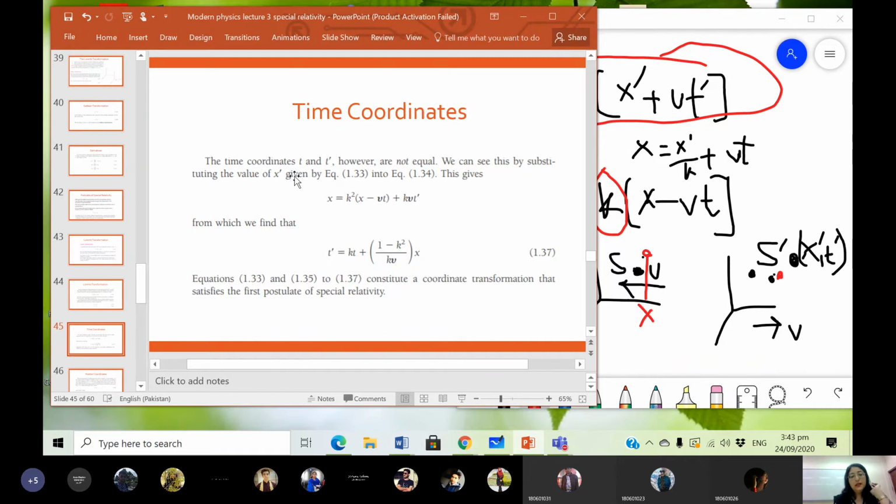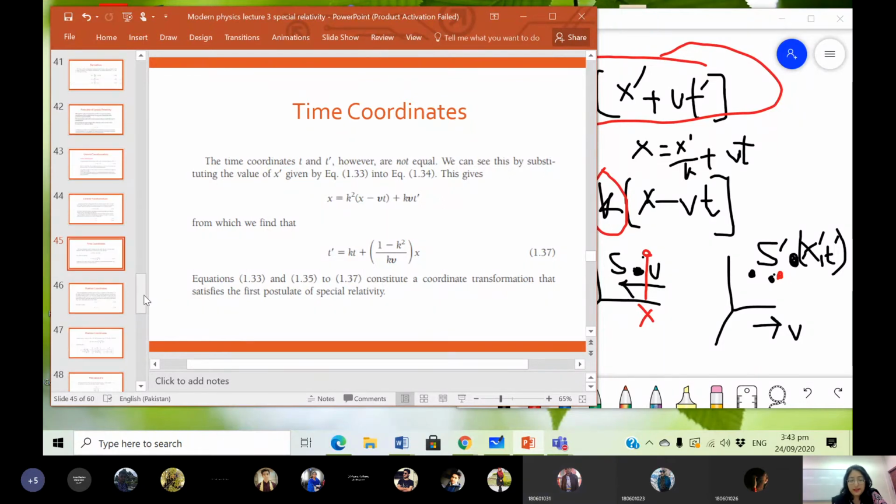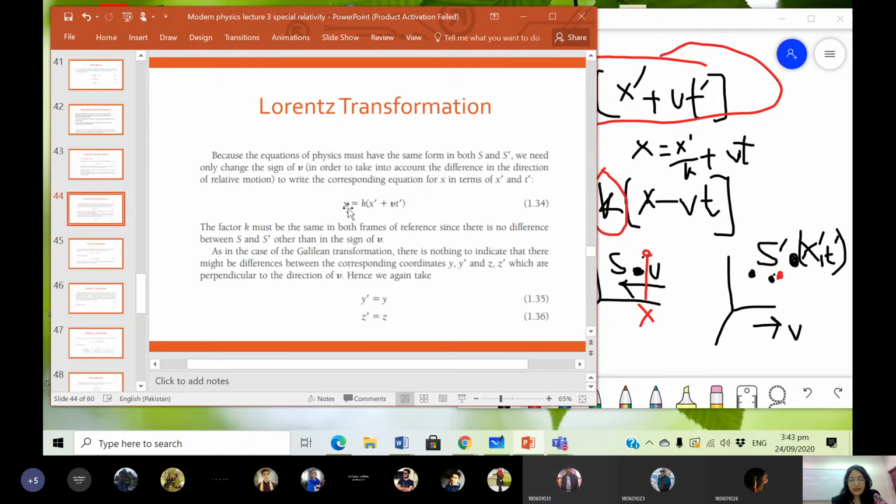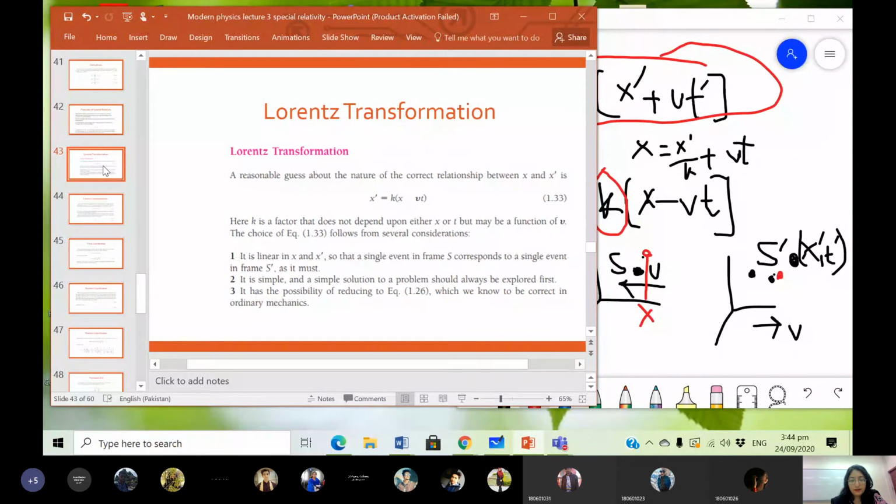So the time coordinates t and t dash are not equal for Lorentz transformation because we know that time dilation takes place, ठीक है. So they're not equal and we want to find a relation for them. We want to find out what is t and what is t dash. So let's see. So now ये हमारे पास जो x, ये जो हमारे पास x का formula आ रहा है, इसको आप 1.33 is this formula.